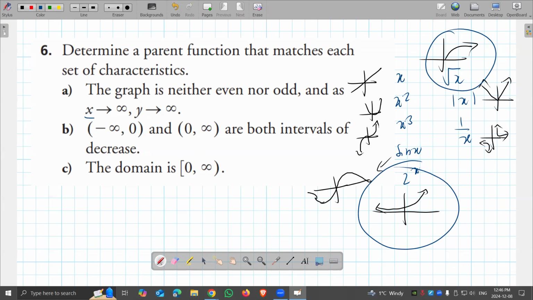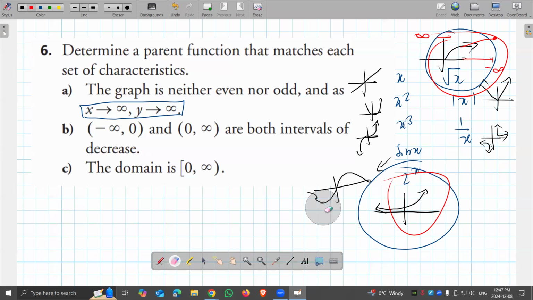Which one satisfies the second condition? As x goes to positive infinity, y goes to positive infinity as well. It's between 2 to the power of x and root x. Which one satisfies the second condition? 2 to the power of x. Actually, both of them, okay? Both do. Because even for root x, when you go all the way to negative infinity, you'll see that you're going to grow, and you'll get to positive infinity. So both of these functions are good for part A.